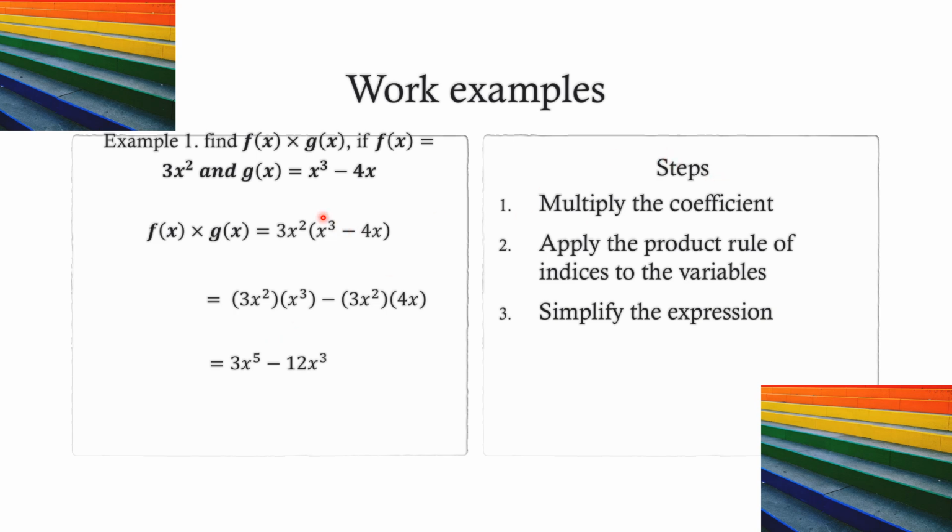The steps we used for this calculation were, first, we multiply the coefficients. You saw me multiplying the coefficients first. Then I apply the product rule of indices to the variable. Since the bases are the same in the multiplication of the variable, I just maintain the variable and add the exponents. Then the next step is to simplify the expression.